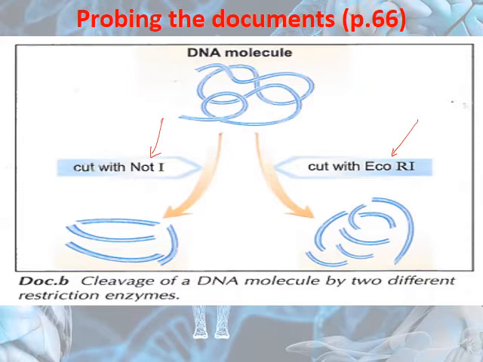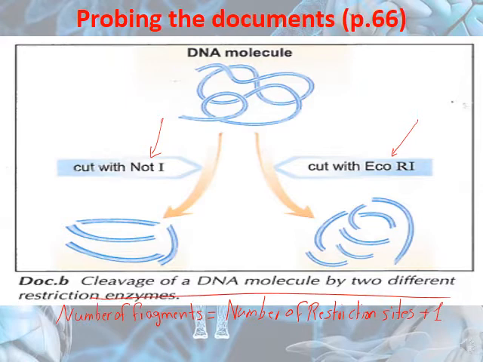You have to know that the number of fragments is equal to the number of restriction sites plus 1. This is the initial formula and this is what we have to work on. So the number of fragments is equal to the number of restriction sites plus 1. Here they want to find out the number of restriction sites.